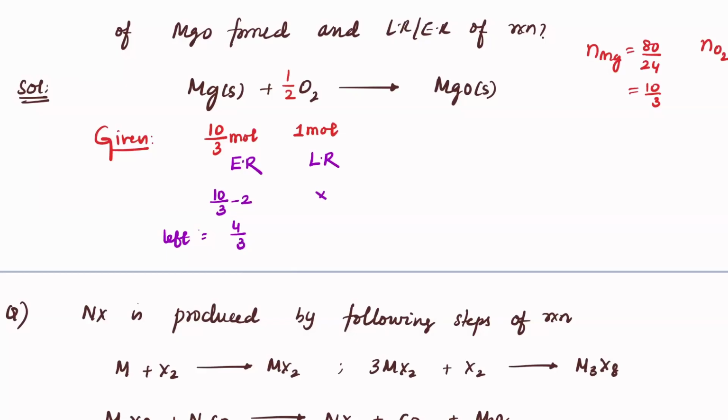And here nothing will be left. Everything is consumed. Now the amount of MgO formed will only depend on how much limiting reagent has been consumed. Hence, for 0.5 moles, if 1 mole of MgO is forming, so for 1 mole, how many moles will it form? It will form 2 moles. So we can say that 2 moles of MgO is formed.